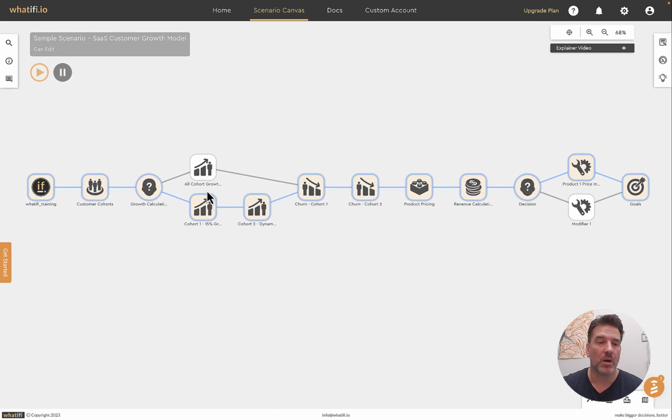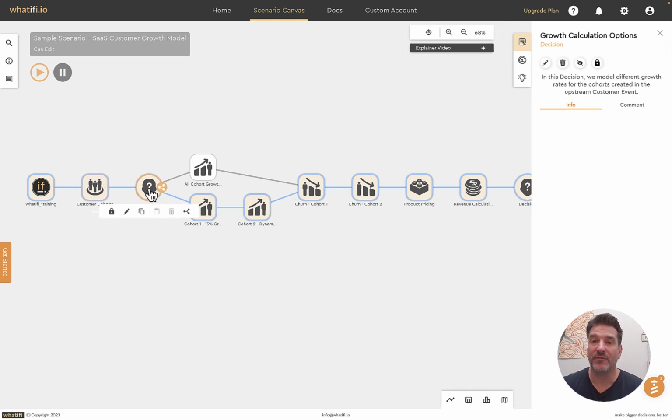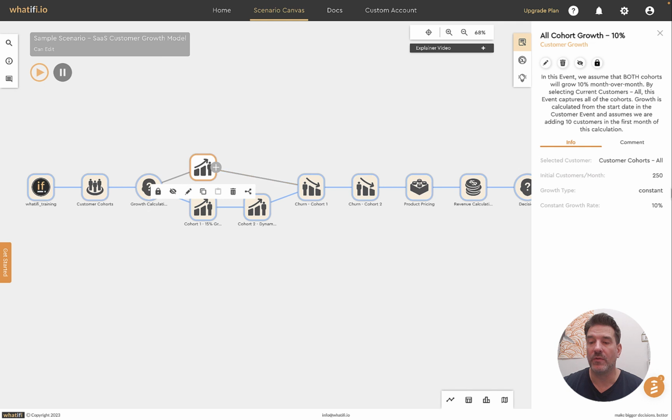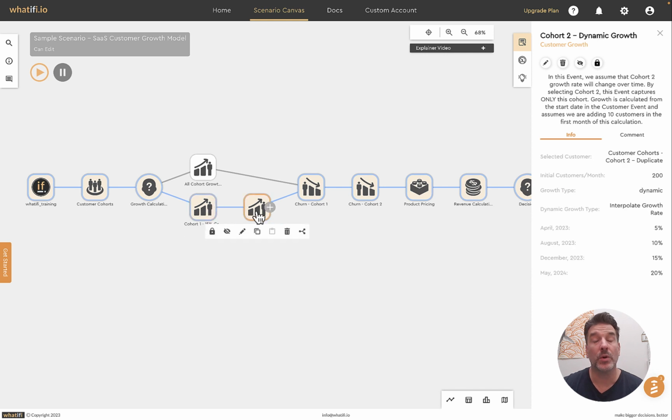In this particular model, we're connecting a customer event. That customer event is establishing our customer cohorts here. Then we have our first decision. What if all of our customer cohorts grow by 10%? Or instead, what if one of those cohorts grows by 15%? Another one grows dynamically. We have two churn events.